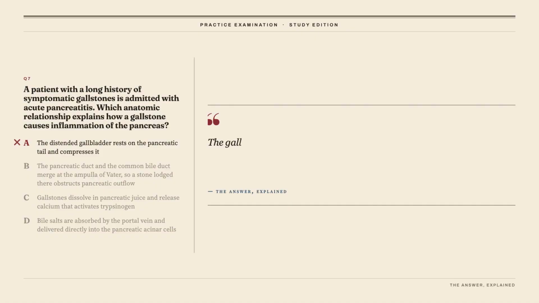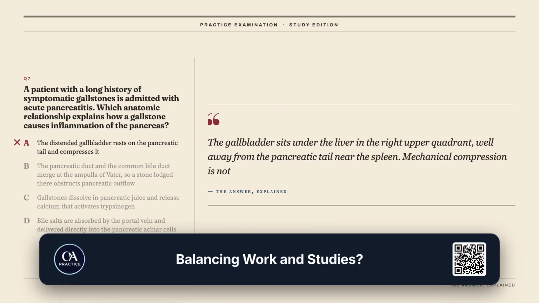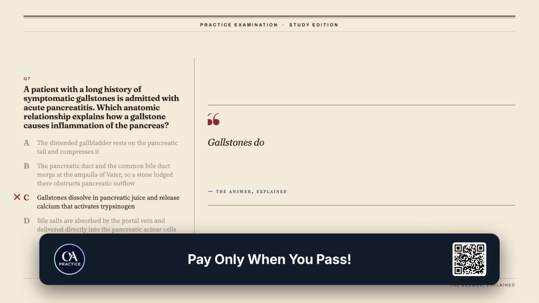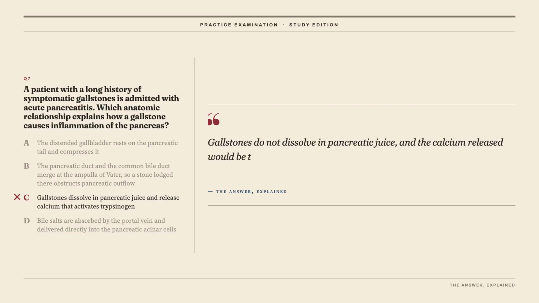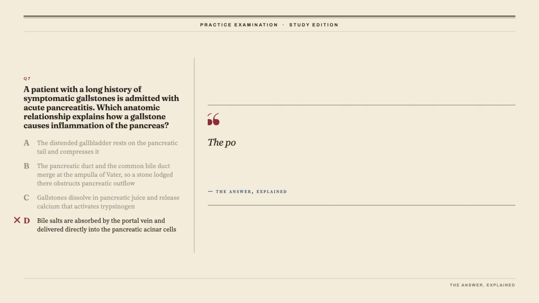A is wrong because the gallbladder sits under the liver in the right upper quadrant, well away from the pancreatic tail near the spleen. Mechanical compression is not the mechanism of gallstone pancreatitis. C is wrong because gallstones do not dissolve in pancreatic juice and the calcium released would be trivial. Hypercalcemia can activate trypsinogen, but it comes from metabolic causes rather than from a stone dissolving. D is wrong because the portal vein carries blood from the gut to the liver, not from the liver to the pancreas.